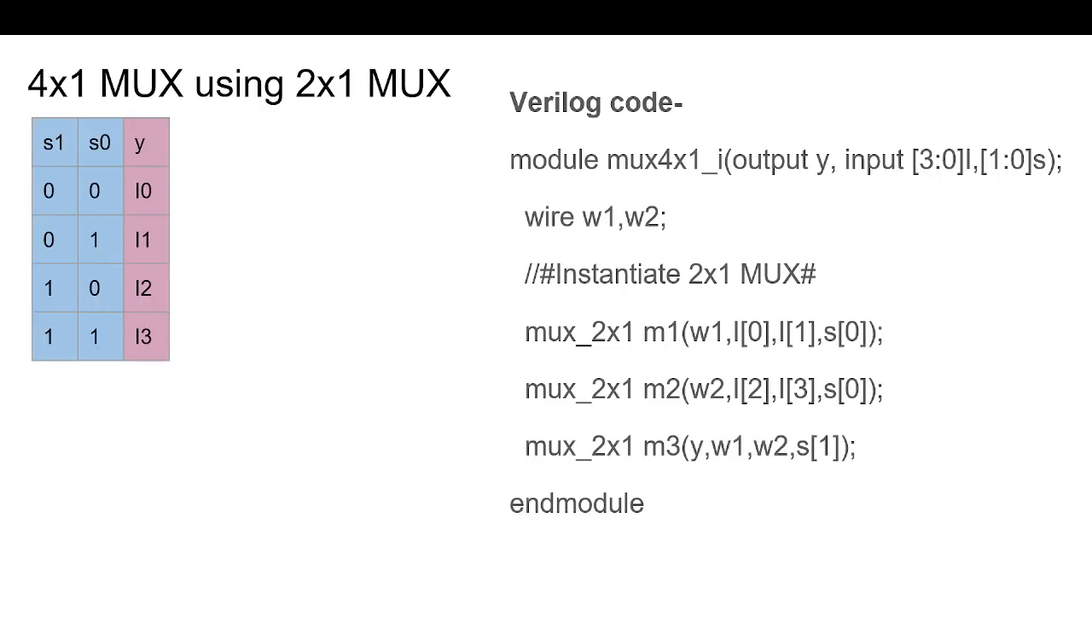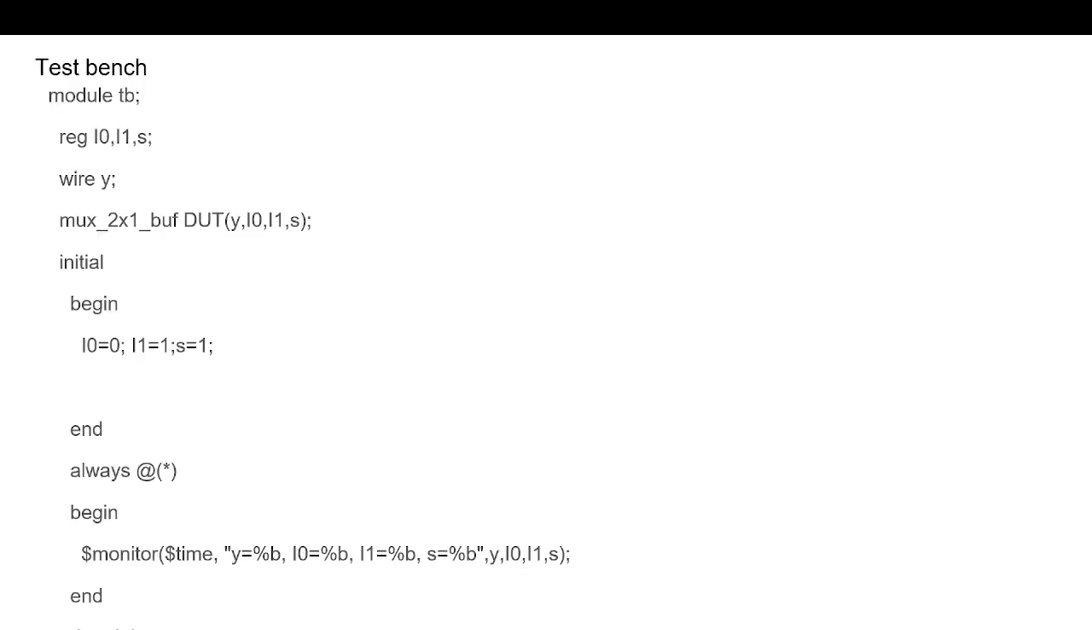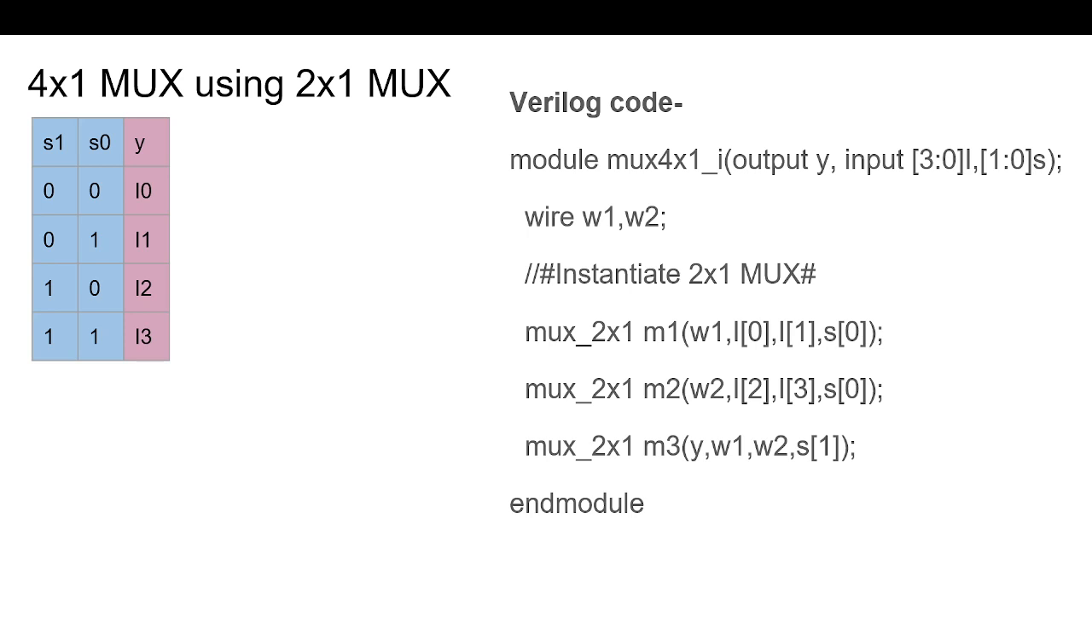And now we can instantiate this multiplexer to design a 4x1 multiplexer. For a 4x1 multiplexer using a 2x1 multiplexer, how many times do I have to instantiate the 2x1 multiplexer? Yes, 3 times.